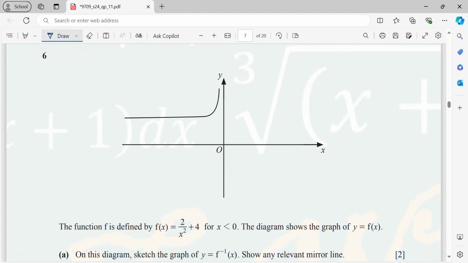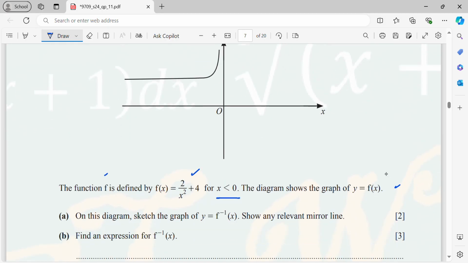Okay, question number 6. The function f is defined by f(x) equals 2 over x squared plus 4, where x is less than 0. That's why it is on the left side of the graph. The diagram shows the graph of y equals f(x). Now part A, on this diagram, sketch y equals f inverse. Show any relevant mirror line.